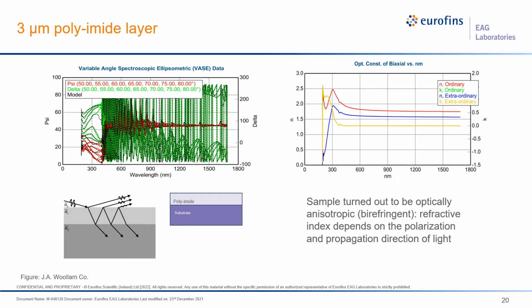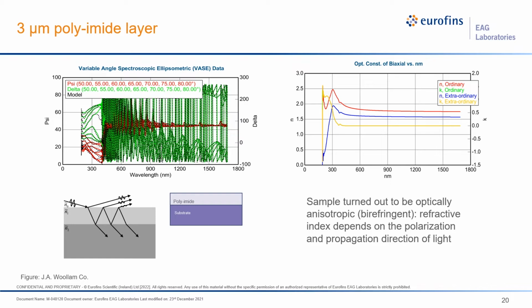A more complex example of a transparent film on a substrate is presented in the next example. Here we have a 3 micron thick polyimide film. The measured psi and delta show a densely spaced fringe pattern. This is caused by the interference from light reflected from the upper surface with light reflected from the interface of the layer with the substrate, as is illustrated here in this figure. The thicker the layer, the denser the spacings of the interference fringes.